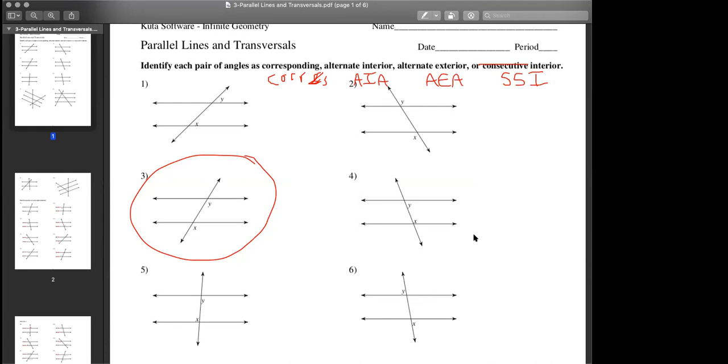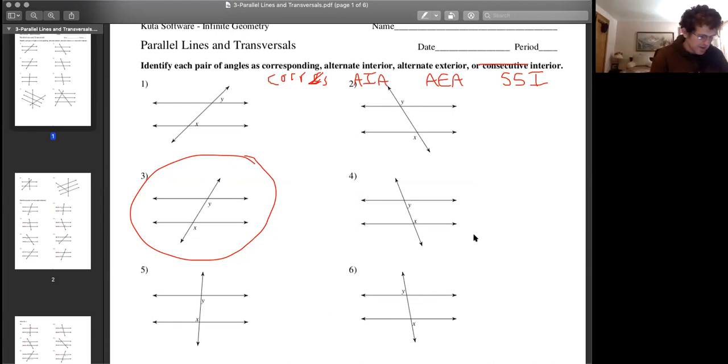Okay, corresponding, right? Corresponding, yes. And we can see, again, the idea with corresponding is if I translated this entire angle down and had it land right on top of the other one, the X and the Y would be in exactly the same place. So they correspond. So that's the idea right there. I'll go ahead and write that in. Corresponding angles. What about number 4?